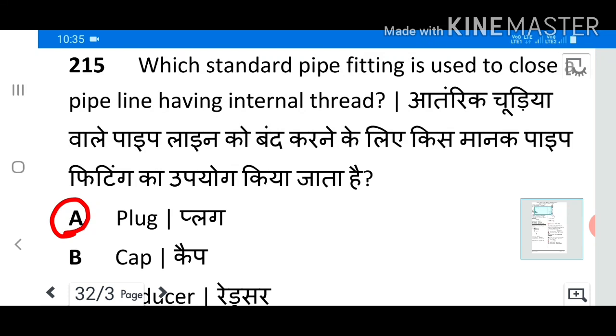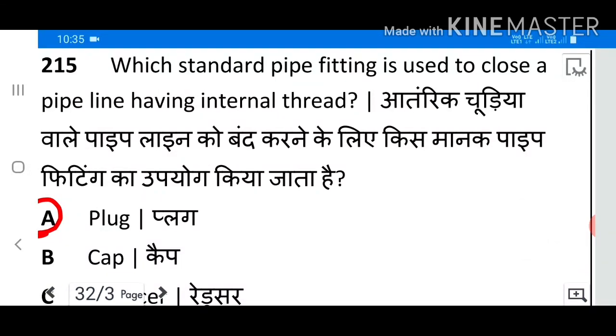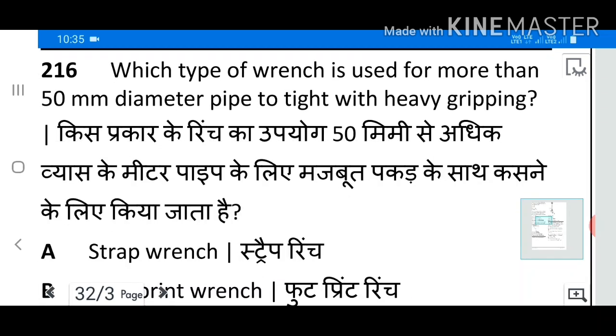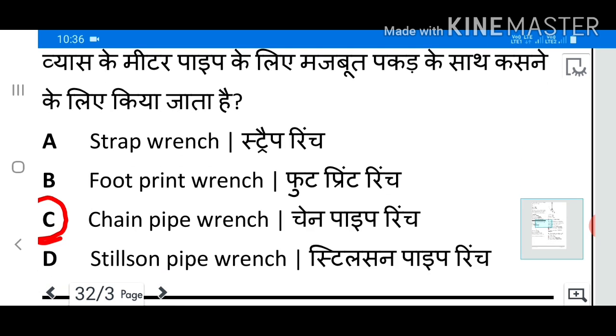215. Which standard pipe fitting is used to close a pipeline having internal thread? Answer A. Plug. 216. Which type of wrench is used for more than 50 millimeter diameter pipe to tighten with heavy gripping? Answer C. Chain pipe wrench.